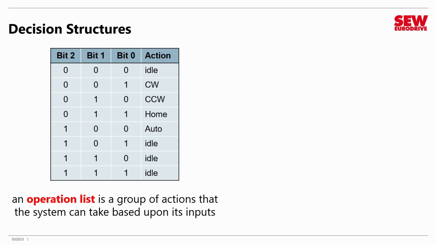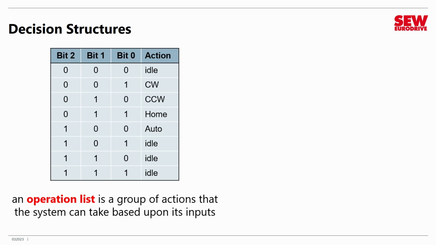If bit 1 is a 1 and all the others are 0, we turn counterclockwise. If bits 0 and 1 are 1 and bit 2 is 0, we go to the home position. And if bit 2 is set to a 1 and the other 2 are off, we go into auto operation. And then the other 3 combinations are also idles. So there's actually 4 different idle states here and 4 actual operations.